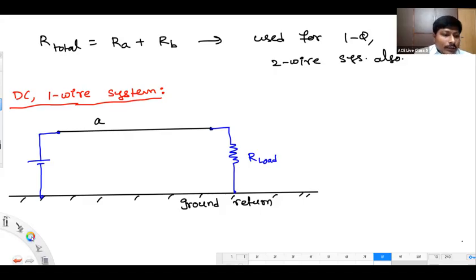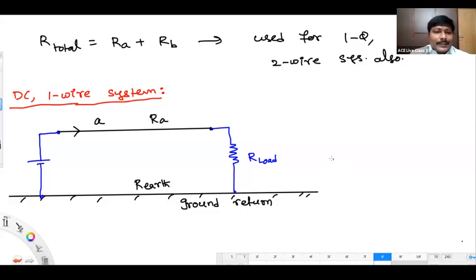Now you see this conductor A, so-called forward, has some resistance of Ra. Ground, or you can say earth, might have a resistance of Rf. Current will flow through ground.